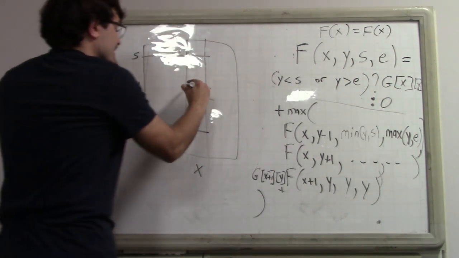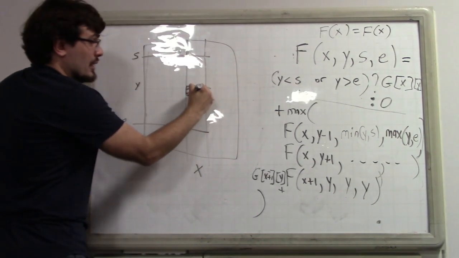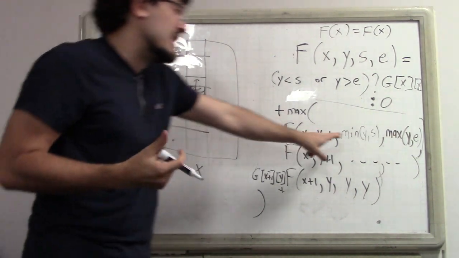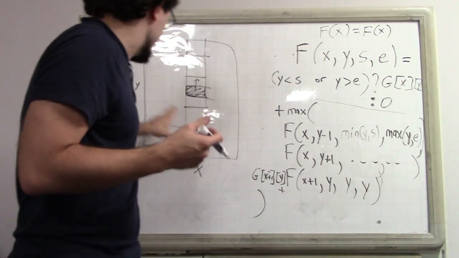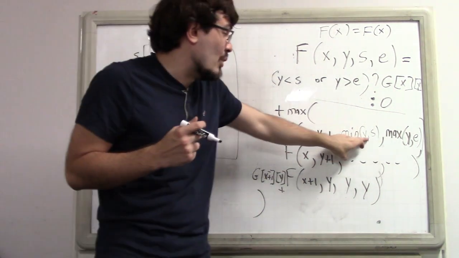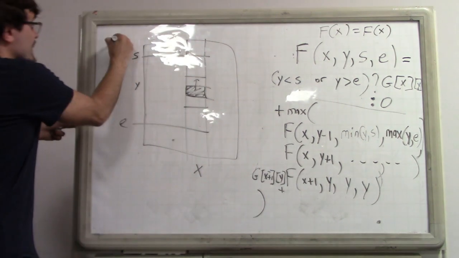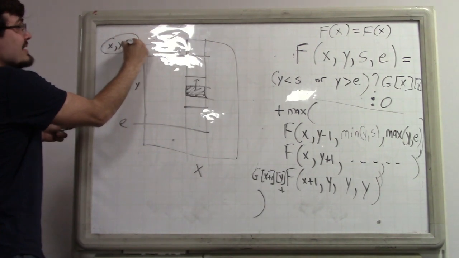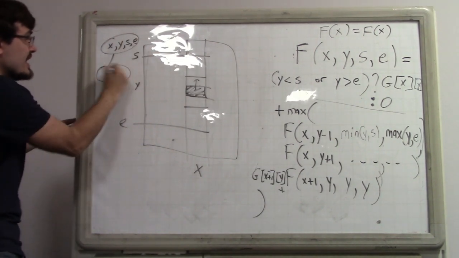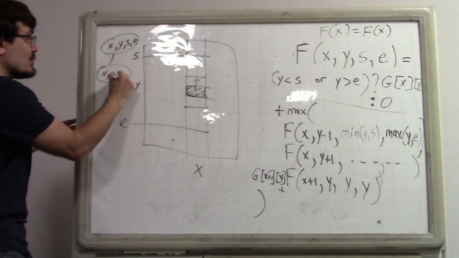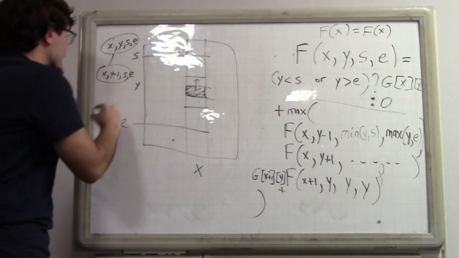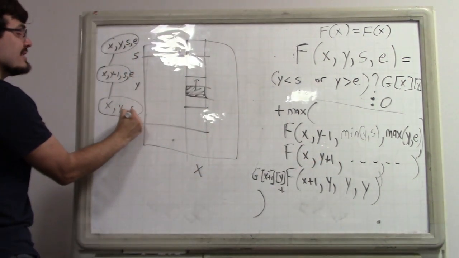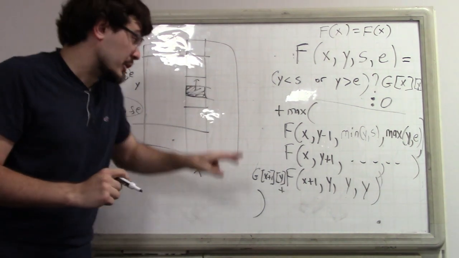x of y, that's this cell right here, this will call whatever is stored here, and whatever is stored here. And these parameters will stay the same. If your y is between s and e, then for these values, it will call x, y minus 1, s, e. And then eventually this case will call back, using the plus one now, x, y, s, e. And you have a circularity. You have a recursion that shuffles back and forth.